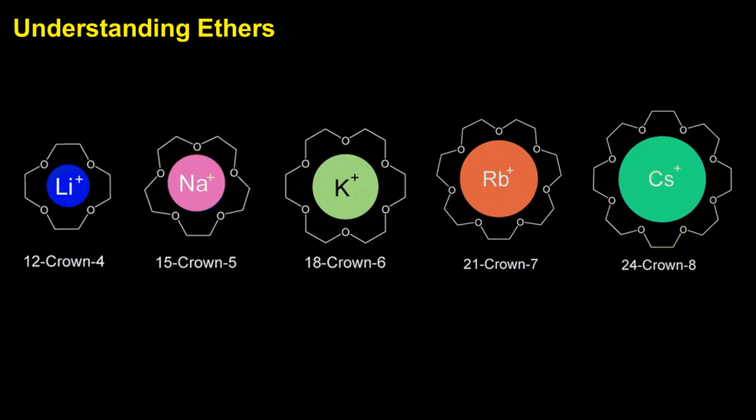Here's a good example of how crown ethers work. Each one has a different size and number of oxygen atoms, and that controls which metal ion it can bind. 12-crown-4 fits lithium ions really well. 15-crown-5 is just right for sodium, and 18-crown-6 wraps perfectly around potassium. They act like molecular cages, grabbing onto specific ions based on size.